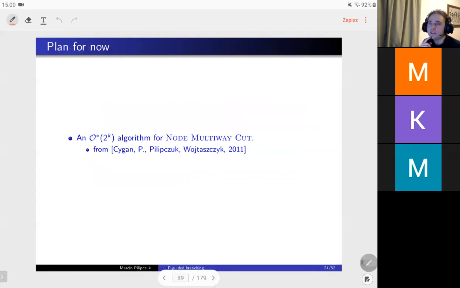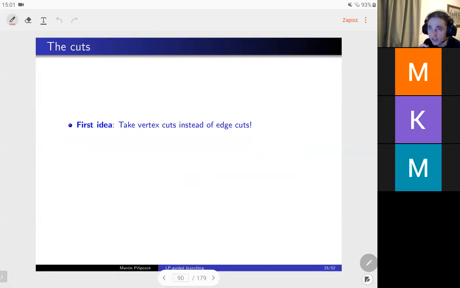Okay, so now we want to do it for node multiway cut, and this is from the same paper I told you about before, that you can do this also for the vertex case. We were using edges, and there was one very critical moment when we said that every edge is seen twice, so the sum of CIs over 2 is a lower bound for the solution. This is no longer true for node multiway cut. Instead of edge cuts, you want to look at vertex cuts, so you want to look at the minimum cut separating a terminal from the remaining terminals.